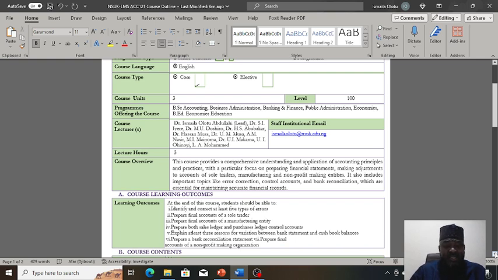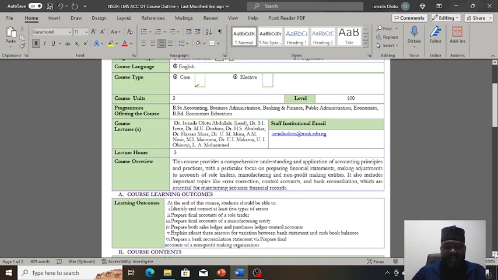The course basically provides a comprehensive understanding and application of the accounting principles and practices that we have actually learned in the first semester, with a particular focus on preparation of financial statements, making adjustments to accounts of sole proprietorship or sole traders, manufacturing, and non-profit making organizations. The course also includes important topics like correction of errors, control accounts, and bank reconciliations. And these are very important components of financial reporting that are required in ensuring that we maintain accurate financial records in accounting.